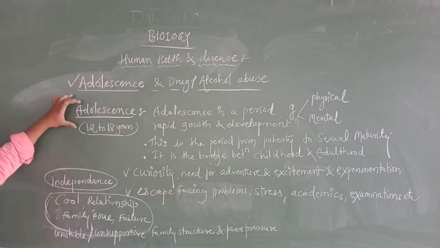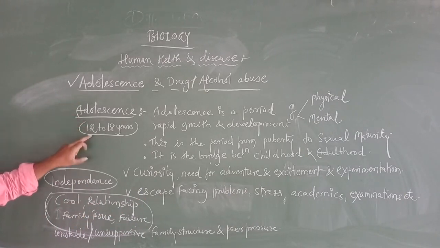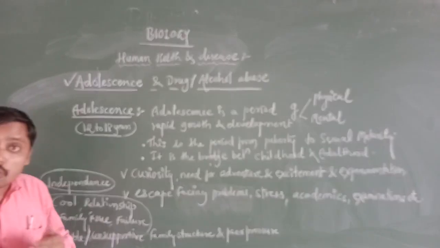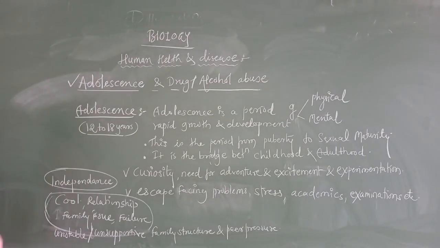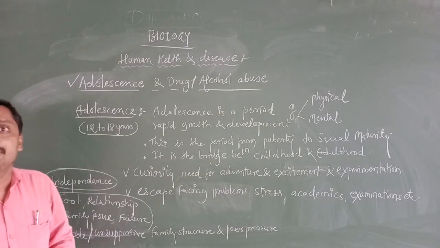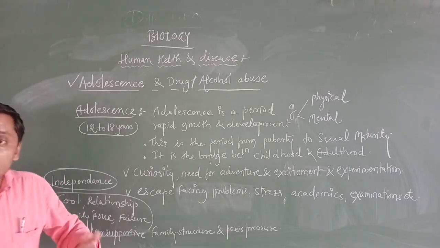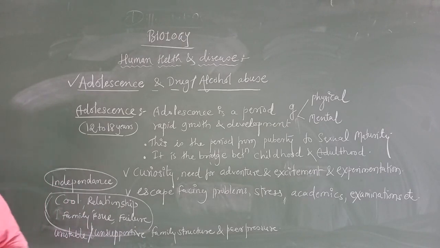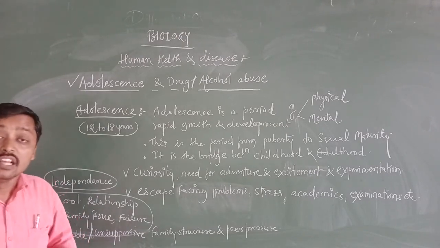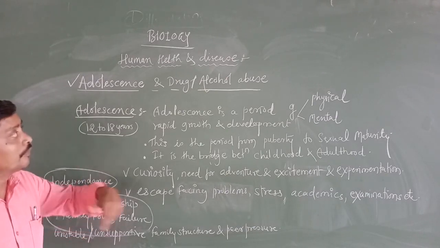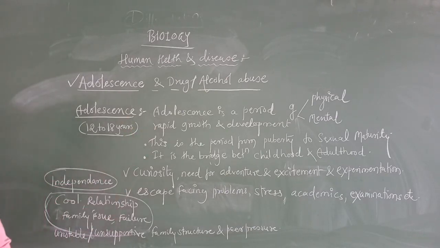Now here I wrote on the board another thing: independence. Independence in the sense, the age group from 12 to 18 years, boys and girls, they think we are now independent, we are not dependent upon our parents or elders, we can do anything, whatever we feel good or whatever we want. Then, whatever happens, they go for abusing the drugs and alcohols.